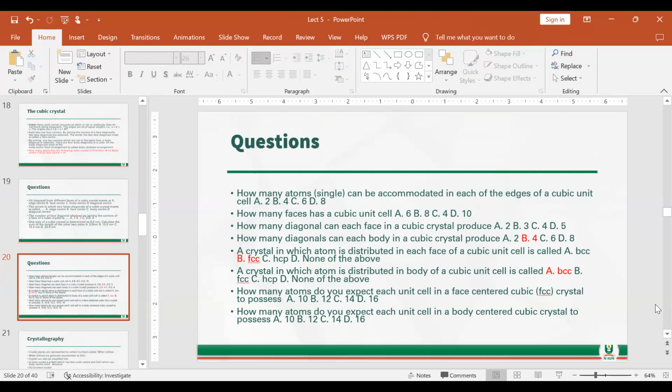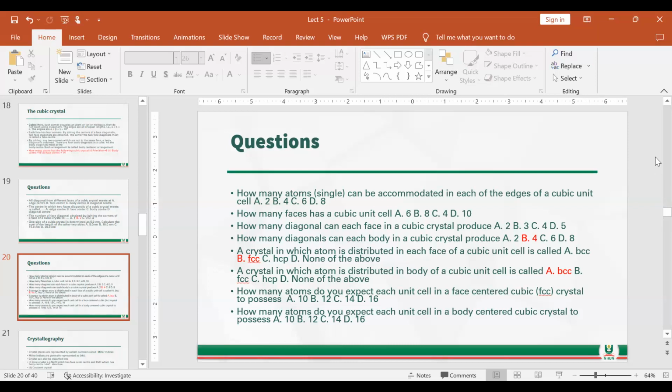So now, question: how many atoms can be accumulated in each of the edges of a cubic crystal? 8. If you look at it, each of the edges can carry 8 atoms. How many faces has a cubic unit crystal? 6. We've said that. How many diagonals can each face in a cubic crystal produce? 2. How many diagonals can each body in a cubic crystal produce? You can imagine for yourself what it can produce.